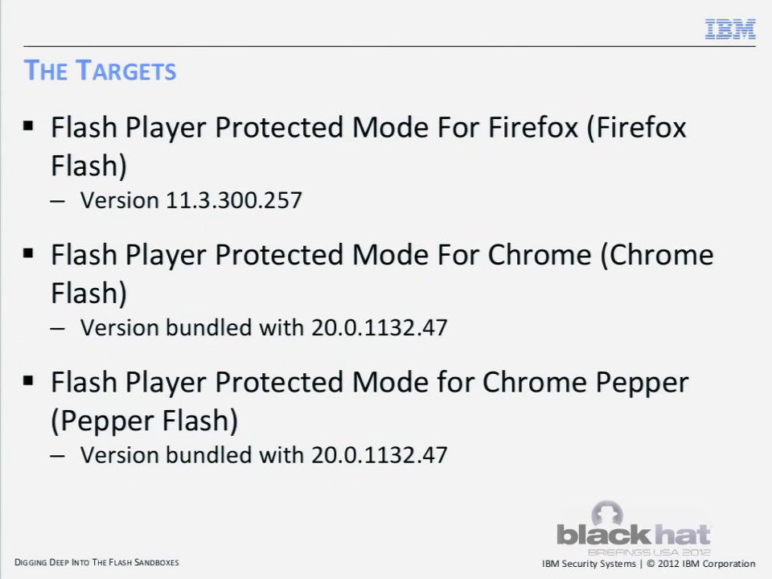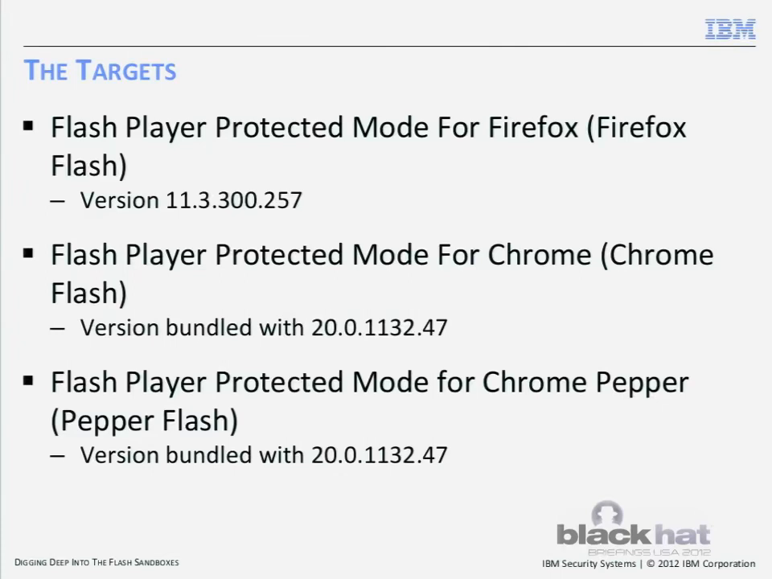Firefox Flash was first released as beta by Adobe last February of this year, and then released officially last month. It is developed in collaboration with Mozilla and Adobe, and the sandbox code is based on the sandbox code in Adobe's Reader X, so there will be a lot of similarities between them.